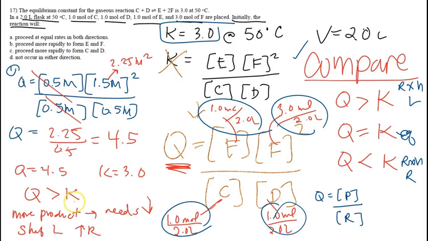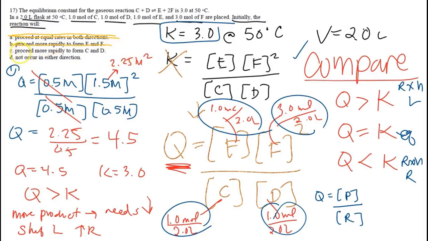Now let's go ahead and read our answer choices. That's all it's about now. Letter A. Initially, the reaction proceed at equal rates in both directions. No, it hasn't even got to equilibrium yet. It's initial, right? And then letter B, proceed more rapidly to form E and F. E and F are both products. So because we know Q is greater than K, we already have a lot of product. So we don't need to form any more. So this definitely would not be correct. It would be correct if Q was less than K though, right? But it's not less than K.